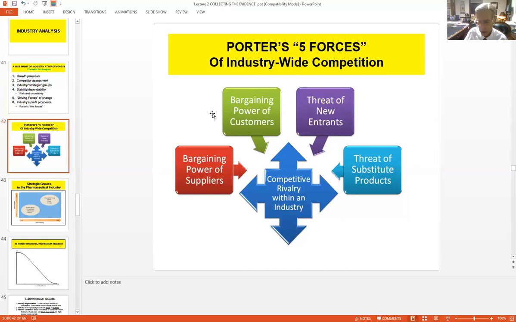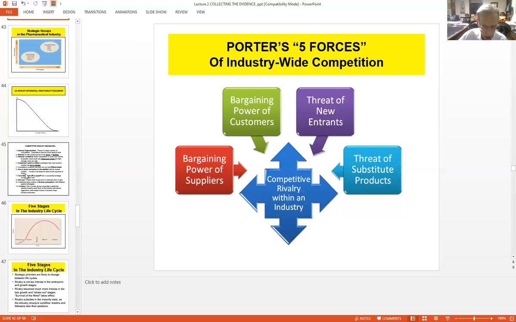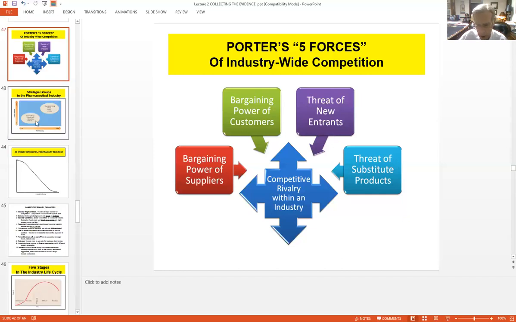Alternatively, it might be that there are very few suppliers for a particular component that goes into what your company produces. In which case, again, you're going to have to pay more for those suppliers' products or services than otherwise would be the case. Again, pushing your profit down. So all of these five forces can decrease profitability of an industry.